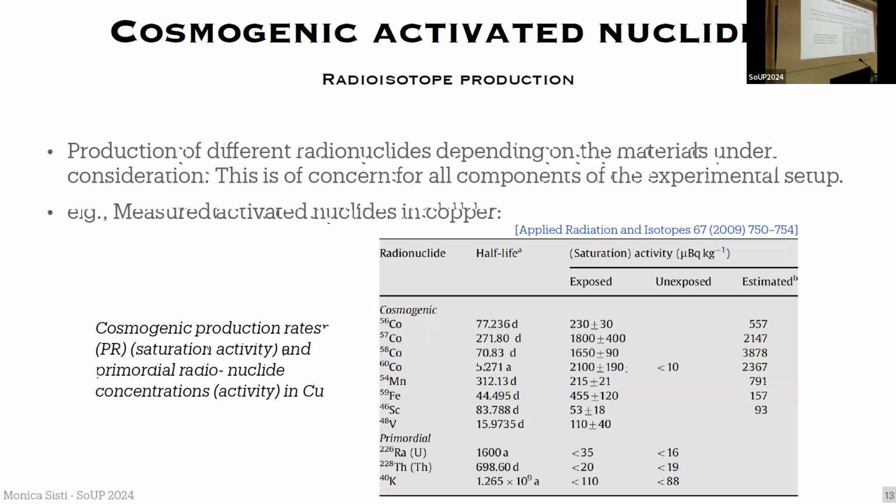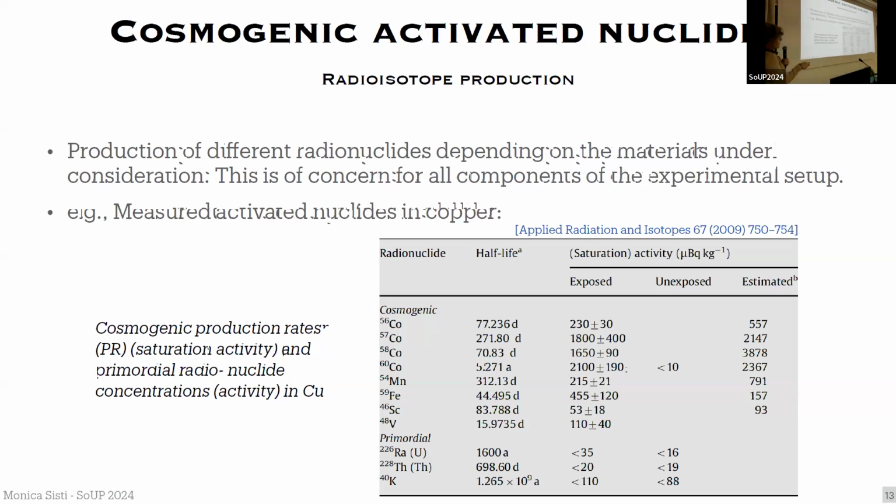If you want to trust the many codes that exist, for example ACTIVIA and COSMO, that predict the concentration of activated nuclides in the material, it is usually always a good attitude to make an experimental test, for example at neutron spallation sources or proton accelerators, where you expose your material and then check, benchmark the prediction of the Monte Carlos.